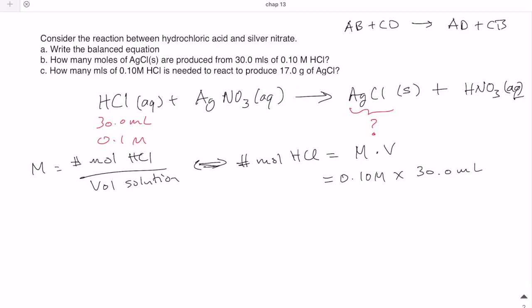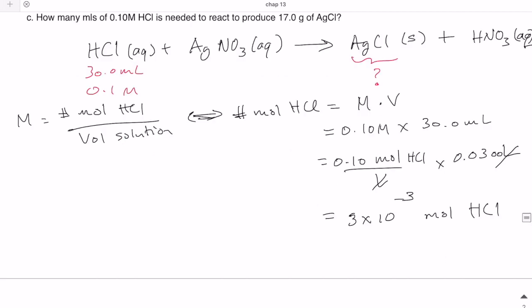Now here's where you want to be a little careful. If you look at the units, molar, of course, means moles per liter. So it's really moles of HCl per liters of solution. And then here we have 30 milliliters. So the liter and the milliliter will not cancel. So that's where you need to convert your milliliter to liter. In this case, we would get 0.03 liter. And that would cancel out, giving us 3 times 10 to the negative 3 moles of HCl. And I should put a few more sig figs here. We can do that at the end.